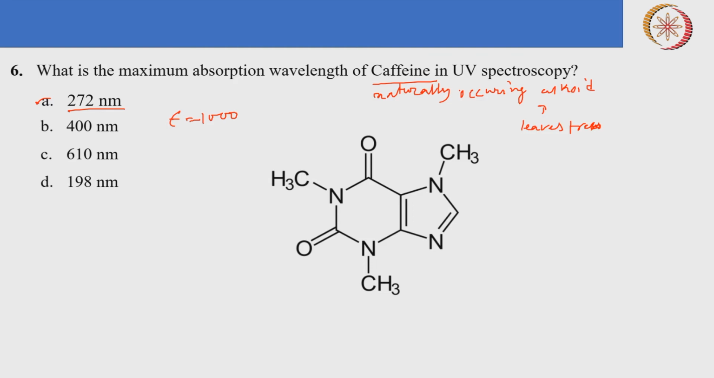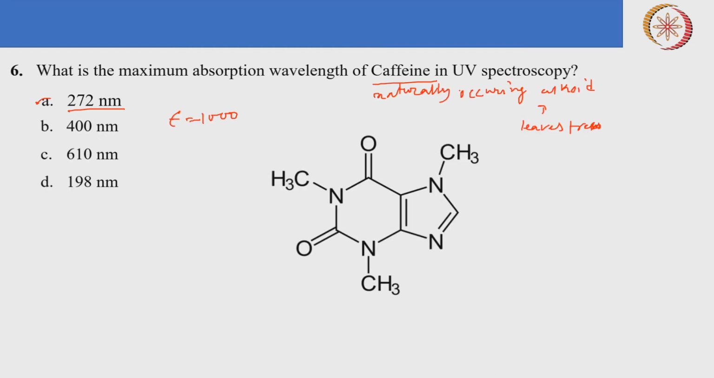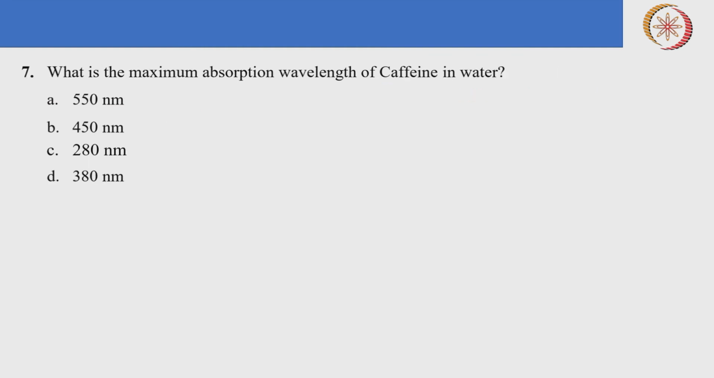So what is the maximum absorption wavelength of caffeine in water? Here you can see that it is 272 nanometer. It's in the solid state, but if it is dissolved in solution, in water, which is a polar solvent, then there might be some change. Here you can see the carbonyl group, so the lone pair is there, so there is a chance of protonation. As a result, your absorbance peak might change. So what will be the answer now, can you tell?